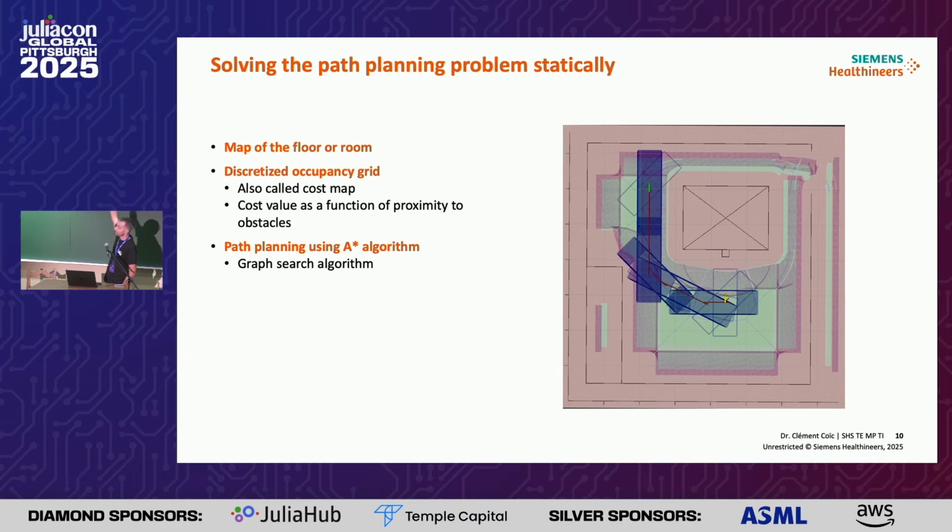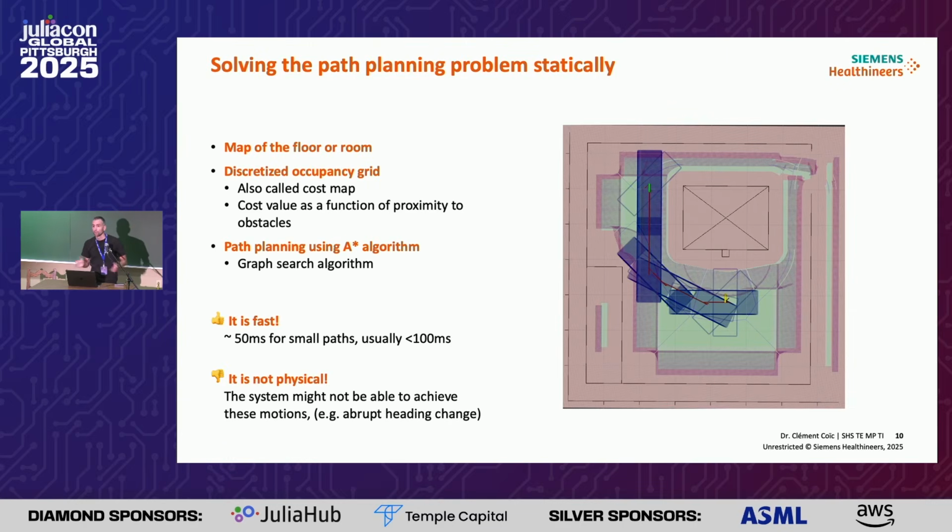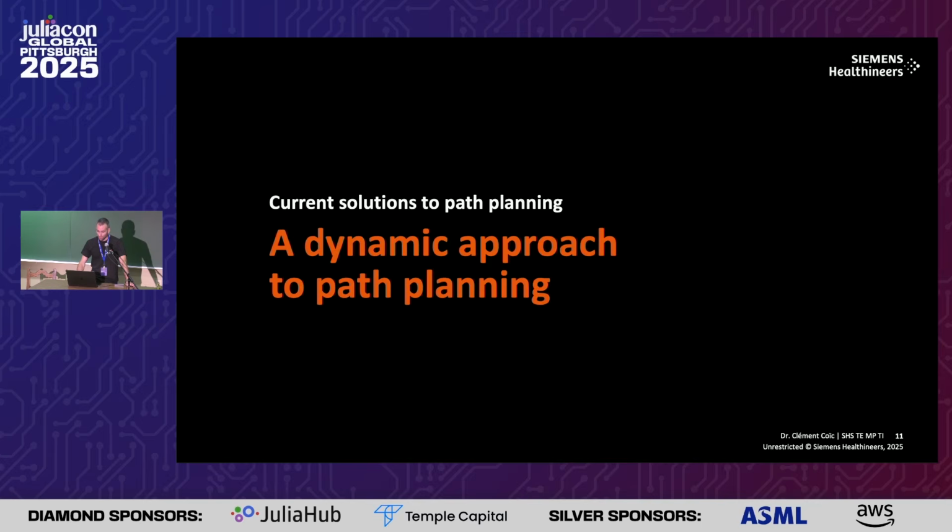Then you see that at the end, the behavior is basically not necessarily physical. The rotation at the end is not something that the bed can easily do. It's a super heavy bed, and you can have a super heavy patient on top of it, so it's really hard to maneuver. On the other side, it's super fast. You just compute the thing in 20 milliseconds, 50 milliseconds. For a really long path, it's like 100 milliseconds. It's still super fast.